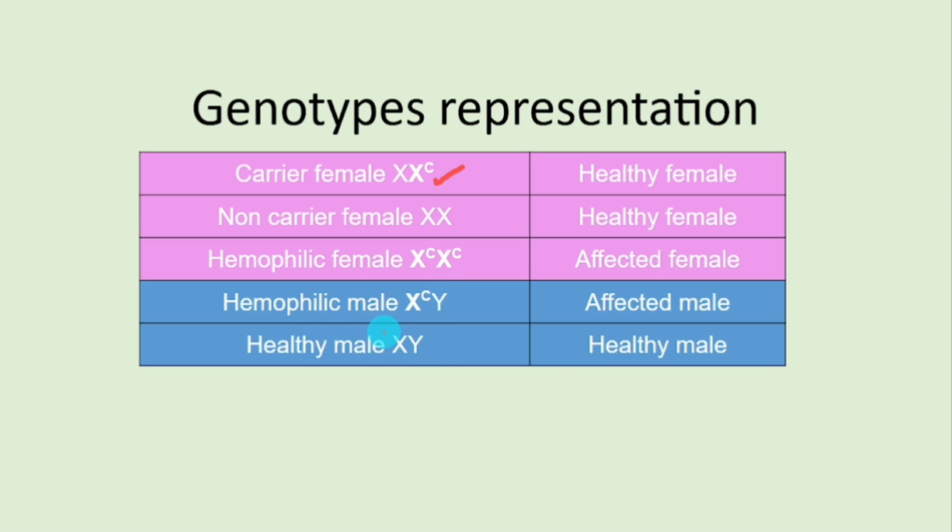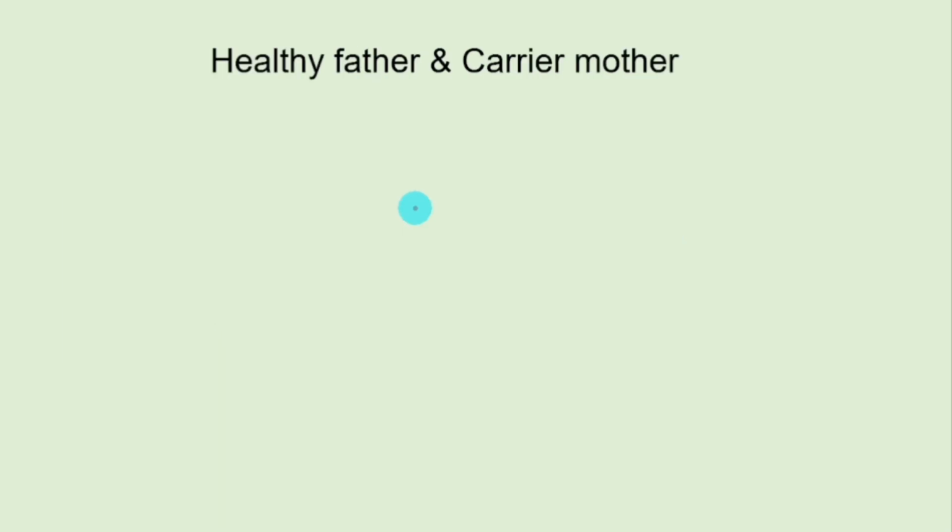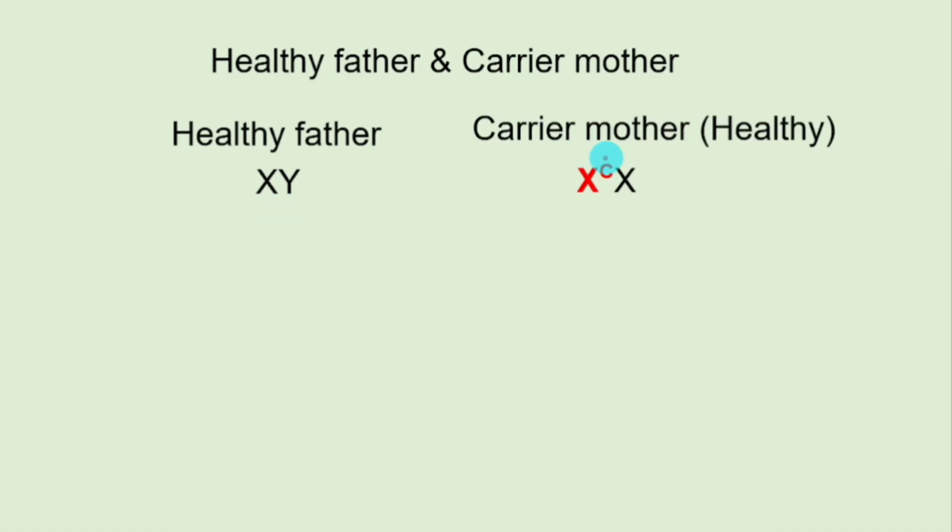Then in case of hemophilic male, just one single defective allele is enough to make the male affected with this disease, and healthy will have normal X chromosome. So first we will look into this case when the father is healthy and mother is carrier. So healthy father is denoted this way, XY, and carrier mother is shown this way. One of the X chromosome will be affected, other one is healthy, and therefore the female is healthy.